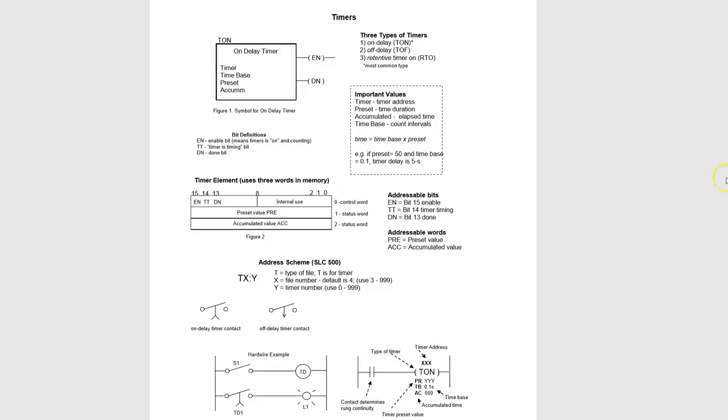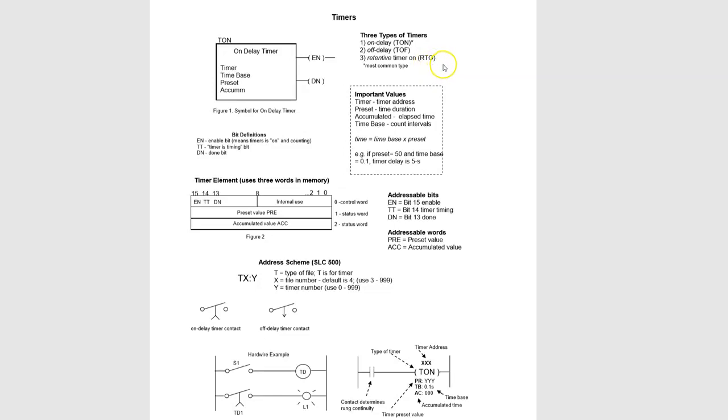So what I have here is a document. I want you to be familiar with the three basic types of timers. There's the on delay timer, the off delay timer, and then the retentive timer. The word retentive means it retains the time, so that if the timing is interrupted, it'll pick up where it left off. So TON, TOF, RTO. You want to be familiar with those.